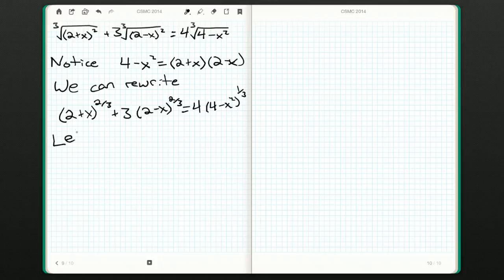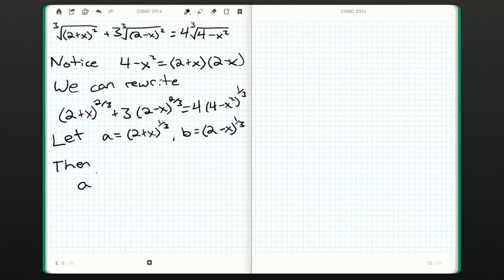So what I'm going to do is say let a equal (2 plus x) to the 1/3 and b equal (2 minus x) to the 1/3. So this, we take out the factor, the exponent of 2, we get a squared plus 3b squared is equal to 4ab. Right?